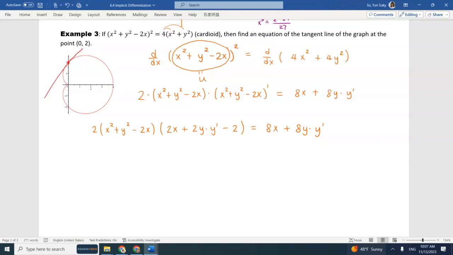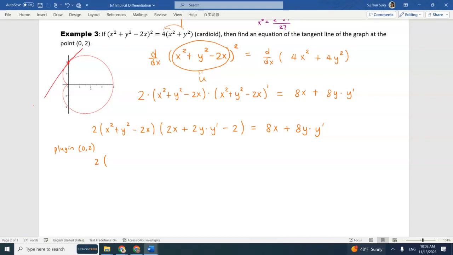But this problem does not ask us to find y prime, so we can actually plug in the number, the point, so we can get the slope at that point. That will be easier than working with all these x and y. Do you agree, everybody? So for this particular problem, because it does not ask us to find y prime, it asks us to find the slope at that point, we can plug in the point (0, 2) here.